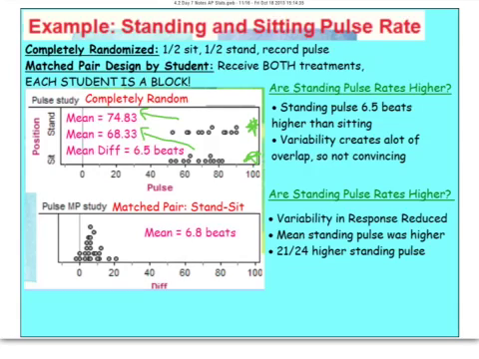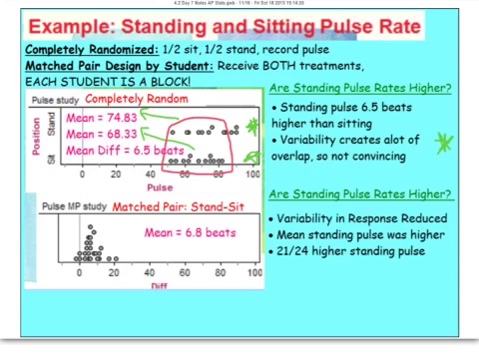which is higher. Clearly, based on the math there, it seems like the standing is higher, but there's a problem in that the variability creates a lot of overlap, so it's not convincing. When you look at the dot plot, there really is a lot of overlap in here, right? There's not much difference. We can tell there is some difference, but we really want to see it in a stronger, more clear way.